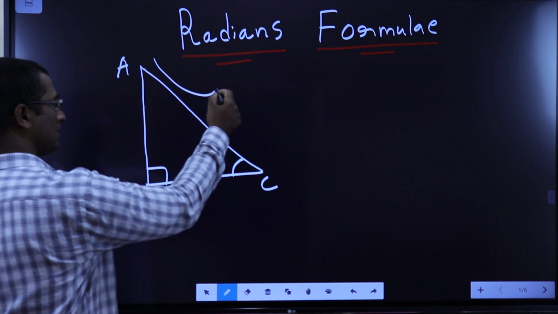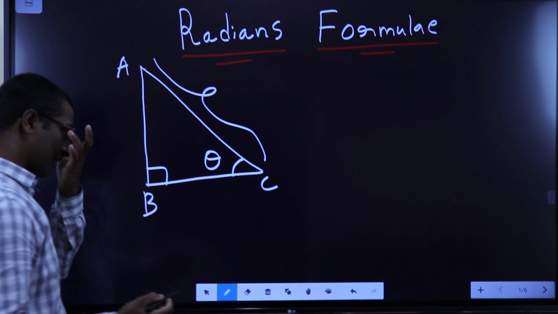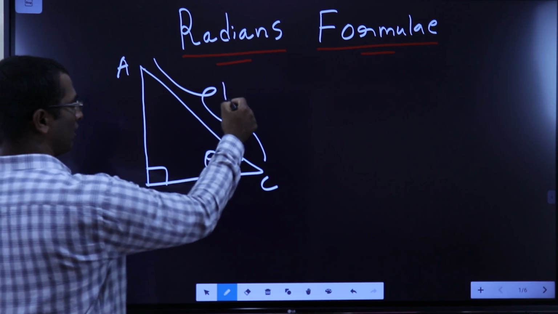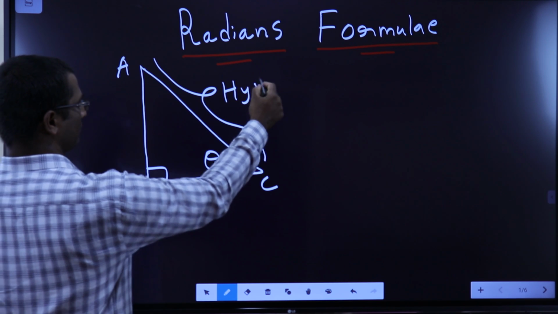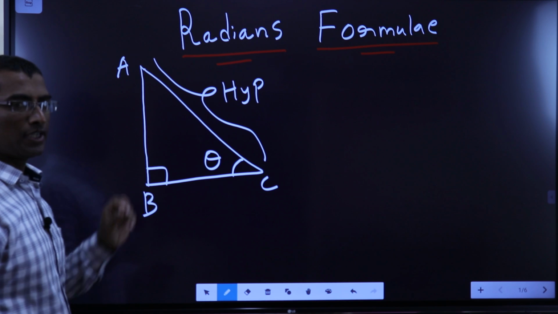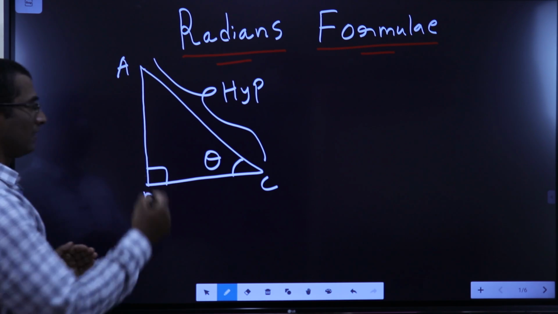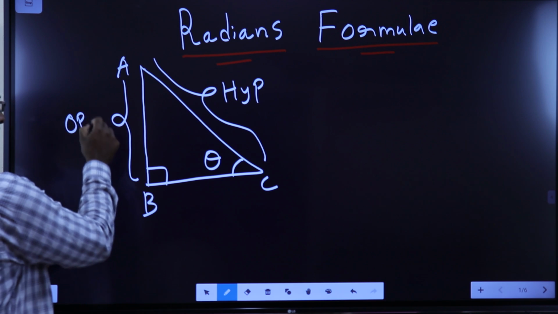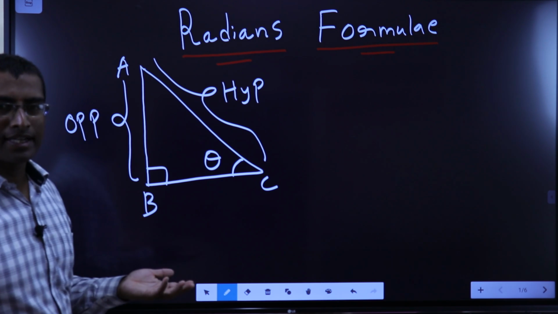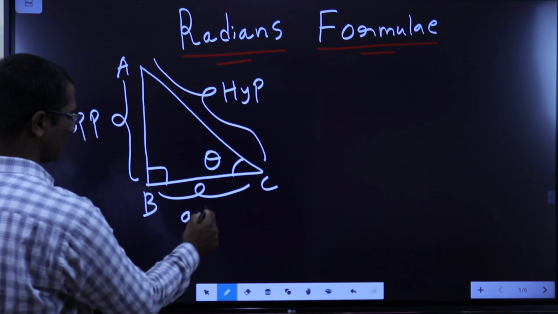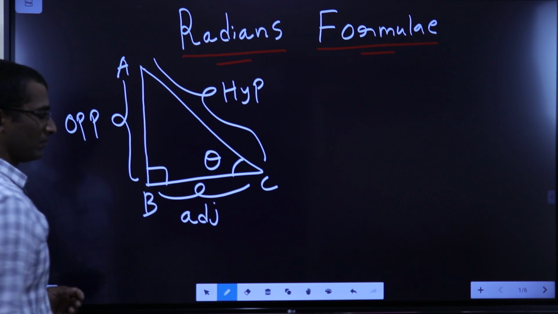Opposite to 90 degrees, I have this particular side. What is that side called? Hypotenuse it is called. And let us say the angle is here. Opposite to theta, that side is called the opposite side. What is the side that is left out? This one. This is called the adjacent side.